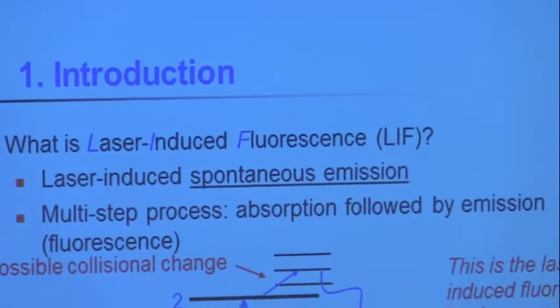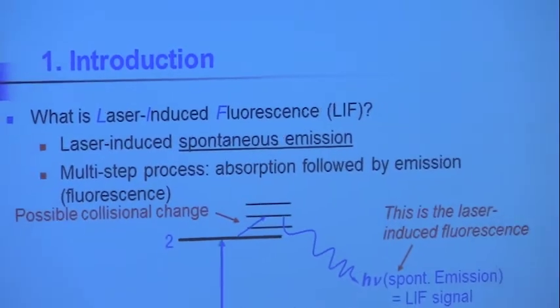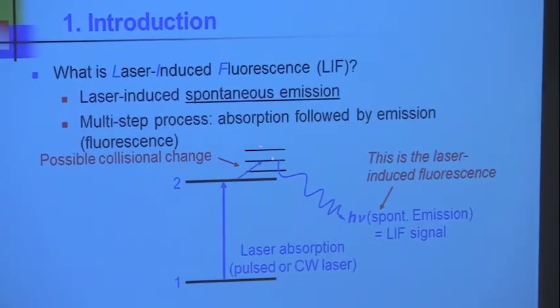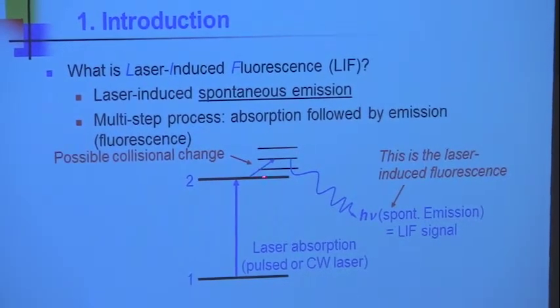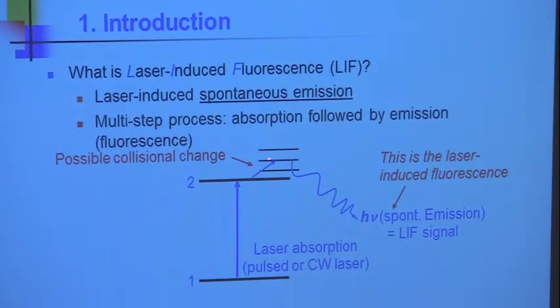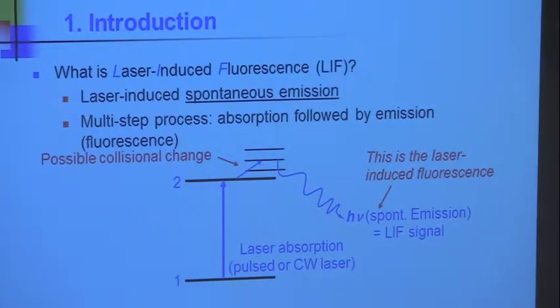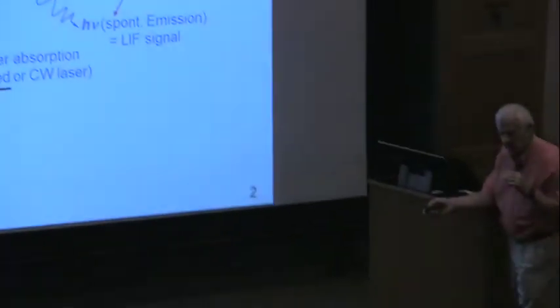So we have a pulse or CW excitation, followed by the potential for a collisional change. In fact, it's highly likely that there'll be collisional change because these collisional events that change rotational levels, assuming we have a molecule, have a high frequency. So remember, the collision frequency in this room right now is about 10 to the 10th per second. So a molecule is having, on average, 10 to the 9th or 10 to the 10th collisions per second.